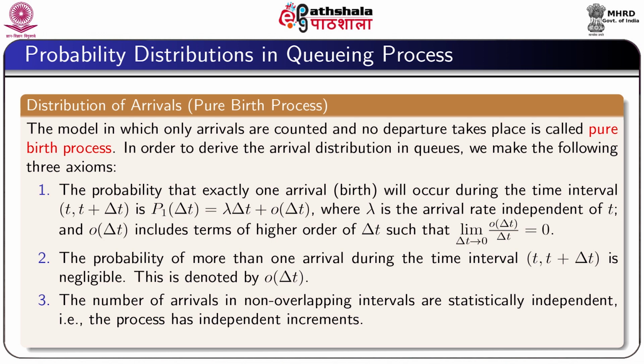Axiom number 2. The probability of more than one arrival during the time interval t plus delta t is negligible. This is denoted by order of delta t. Axiom number 3. The number of arrivals in non-overlapping intervals are statistically independent, that is, the process has independent increments.